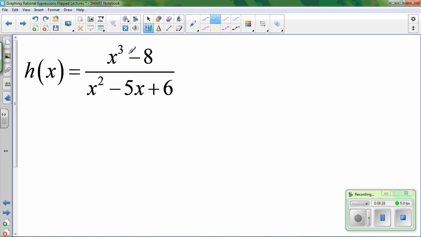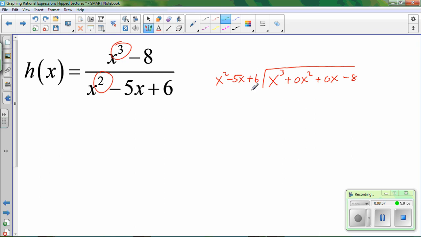One more quick example. X cubed minus 8 over x squared minus 5x plus 6. Again, we see it's top heavy. The 3 in the numerator is larger than the 2 in the denominator, and it's exactly 1 larger. So we can do long division with this. Now, x cubed, I am missing a 0x squared term, a 0x minus 8. And all that is being divided by x squared minus 5x plus 6. So how do I get x squared to be x cubed? I multiply it by x.